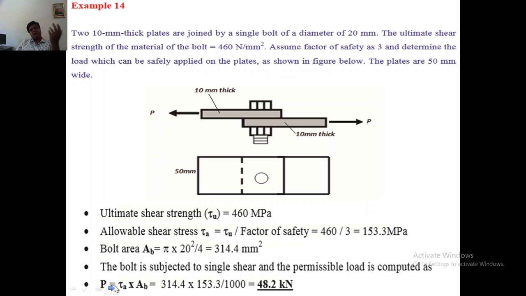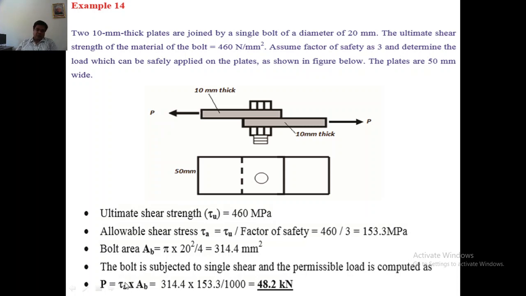So shear load is nothing but shear stress into shear area. So shear stress is this much, and the area you just now calculated. So if you substitute that, you will get 48.2 kilonewton or newtons here.